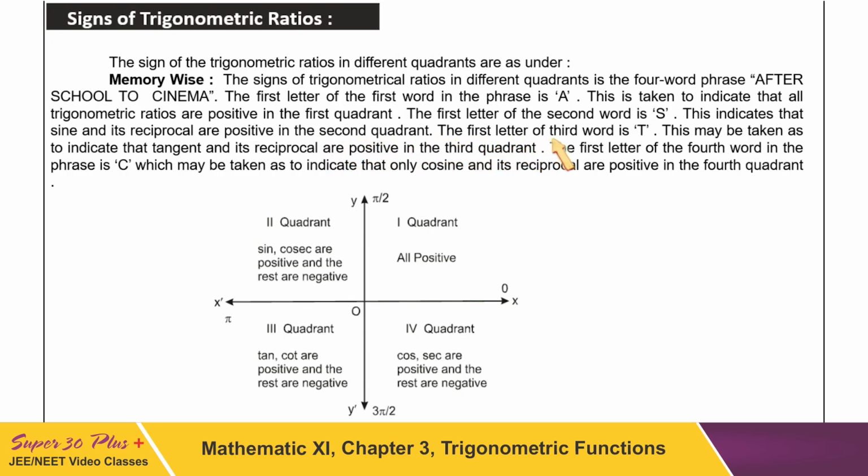The first letter of the third word is T, which may be taken to indicate that tangent and its reciprocal are positive in the third quadrant. The first letter of the fourth word in the phrase is C, which may be taken to indicate that only cosine and its reciprocal are positive in the fourth quadrant. And here is the quadrant system. Here all are positive; sin and cosec, tan and cot, and cos and sec are positive in their respective quadrants and the remaining trigonometric ratios are negative.